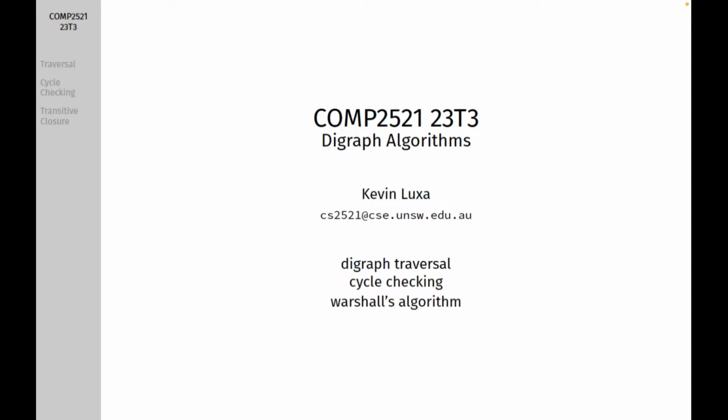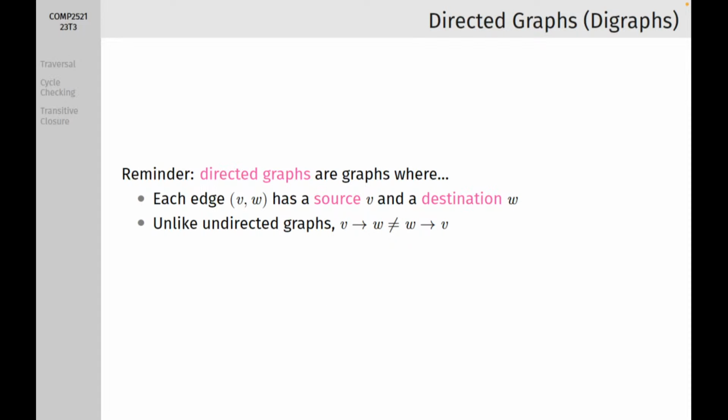All right, so first of all, let's talk about directed graphs. Let's remind ourselves what a directed graph is. A directed graph is a graph where each edge has a source and a destination. Unlike undirected graphs, even though there is an edge from V to W, it doesn't necessarily mean that there is an edge from W to V. So edges are directed, and you might have edges going in both directions, but you might not.